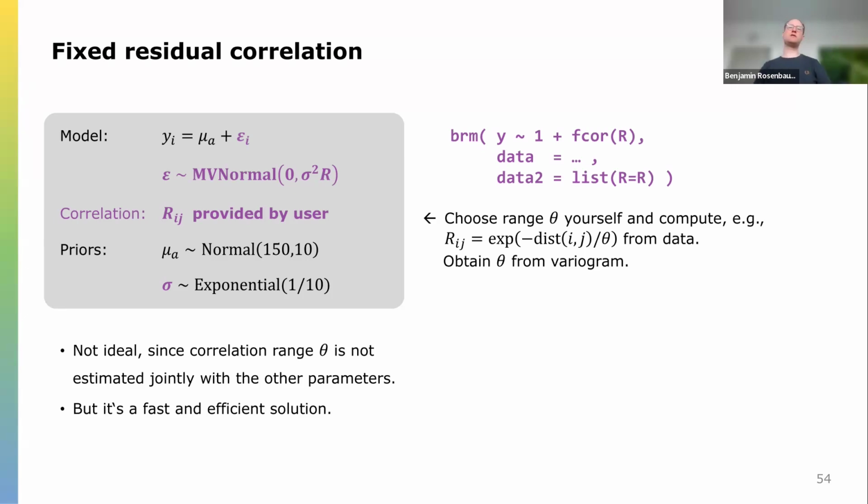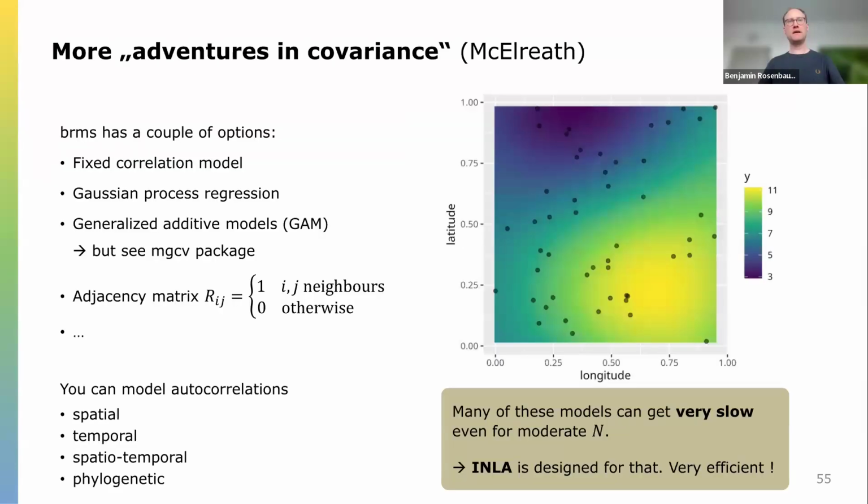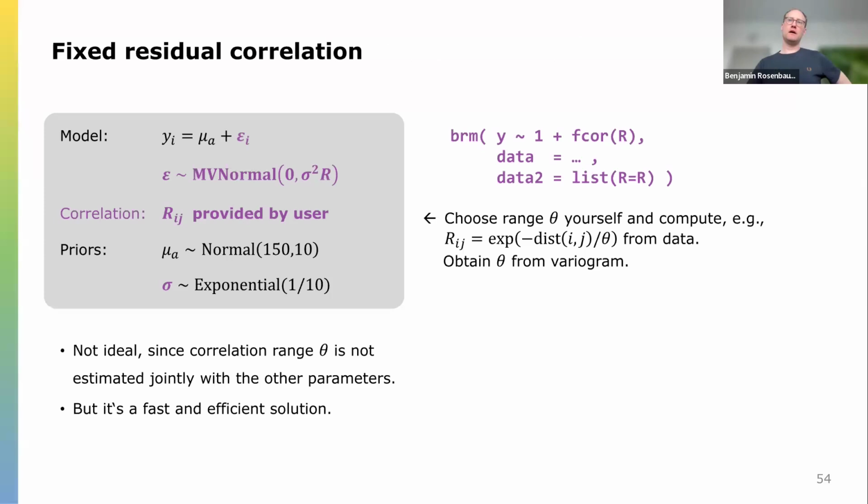Statistically, this is not 100% perfect, because this parameter theta usually also has some uncertainty, and you should also estimate this during the model fitting process. But this is a fast and efficient solution. And there are other solutions in BRMS. Usually people, I think, go to generalized additive models for this correlation structure.